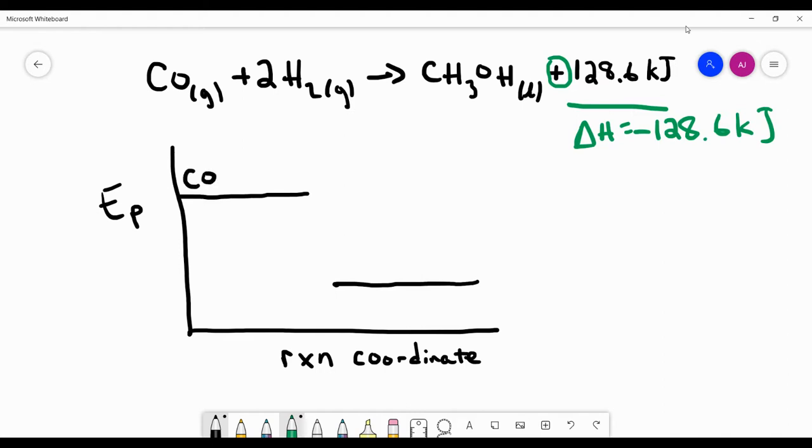So here we go. I'll write my reactants over on the left with their correct molar quantities. That's important because this energy value, 128.6, is referenced for the production of 1 mole of methanol. If we had different coefficients here, we would obviously have more or less heat produced. So here are my reactants. The products are going to be further to the right as the reaction progresses. And my product here is CH3OH.